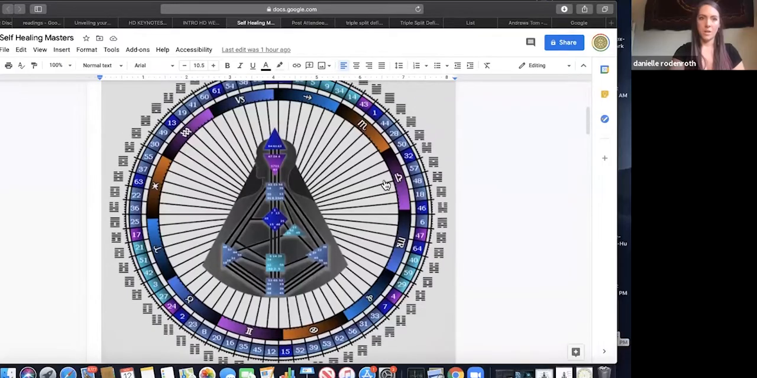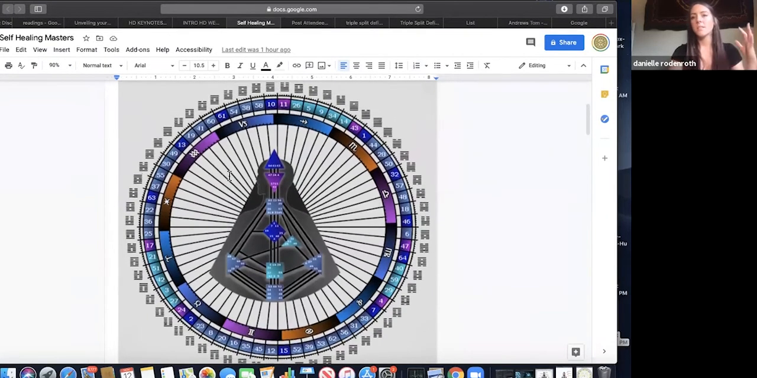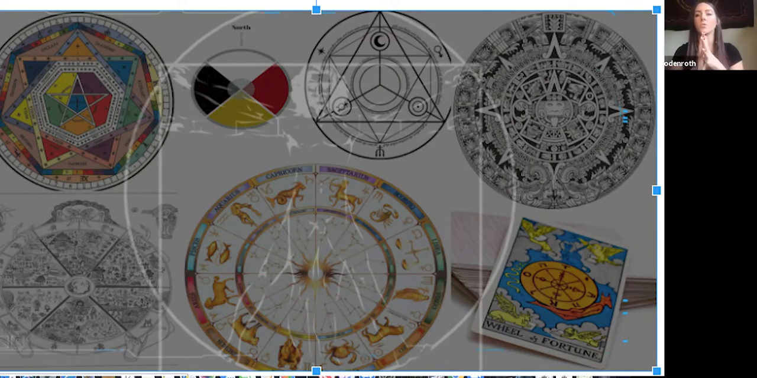So we're going to start with looking at the wheel. I know you guys have seen this before. This is the human design wheel. Now, many cultures have tried to explain their relation to existence with the wheel, right? We see the medicine wheel and all types of different wheels in different cultures. And the human design wheel is also in that aspect.